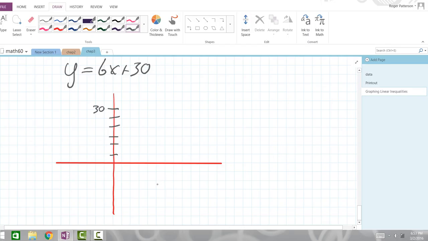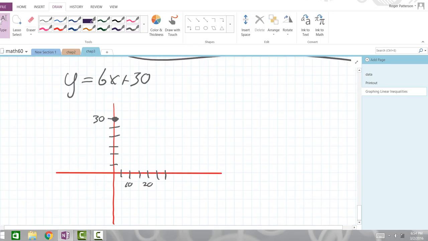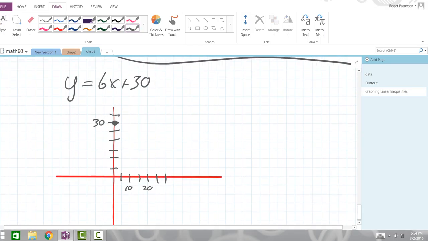You really need to go by 5s, or else it's going to distort the graph. Okay, so you want to go by 5s here too. 10, 20. All right. So there's my y-intercept. Okay. What's the slope? Up 6. Okay. So now I have to go up 6 and over 1.